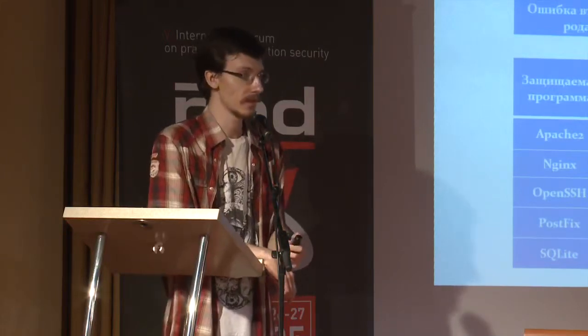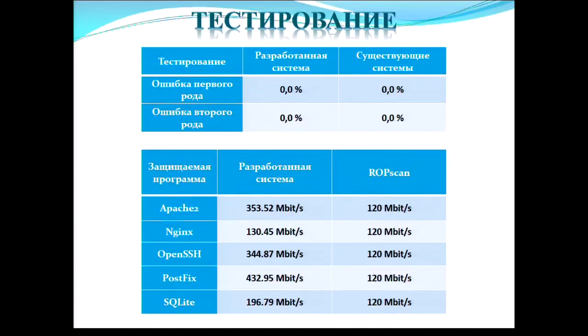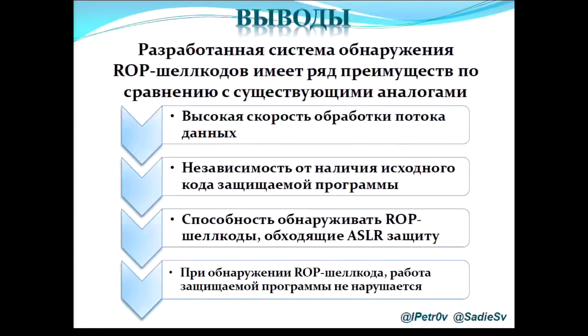Also, we have done testing of the performance of the system that was developed. As protected processes, we have selected popular applications such as Apache, Nginx, OpenSSH, and PostgreSQL. Testing of performance has shown us that the system that was developed by us has better performance than existing analogies. In the case on this slide, you can see the existing analogy which uses the same type of analysis, the external analysis. So, brief conclusions about the work that we've done.